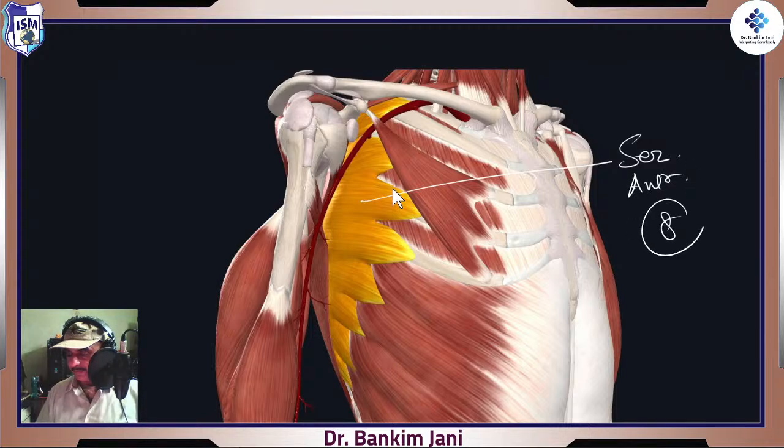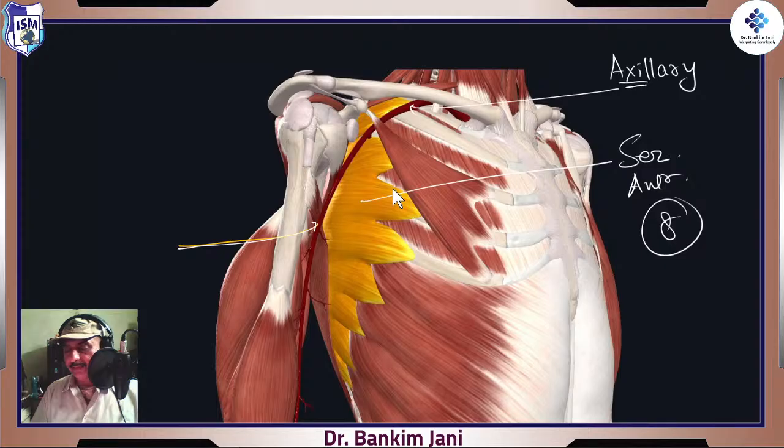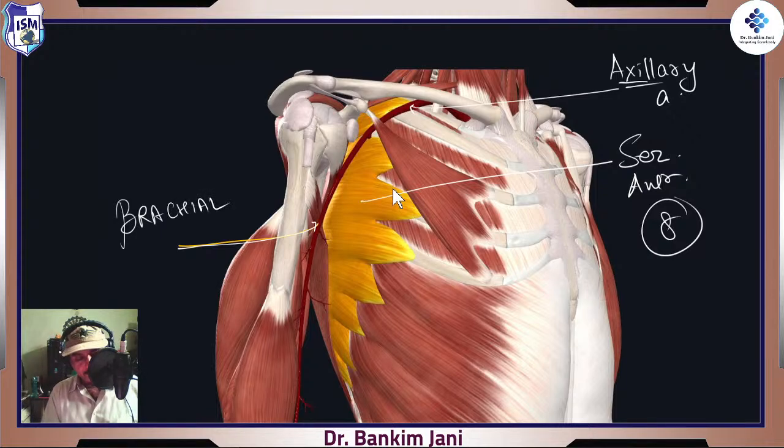Serratus anterior having 8 slips. But what I'm now interested in is this artery, which over here we named as what name? The name given was axillary artery. As it is going into axilla, we said that it is the axillary artery. Then suddenly we are changing the name, right? The brachial artery, right?